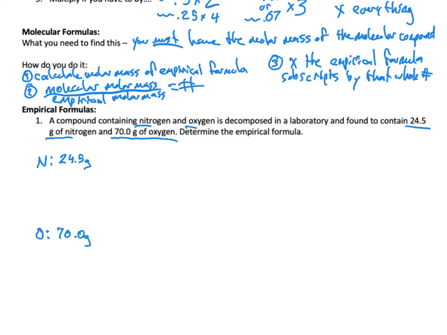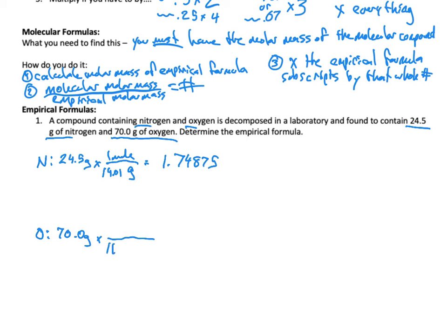So the only thing we can do with grams is turn it to moles. So I need the atomic mass of nitrogen, which is 14.01. Since I start with grams, I have to divide by grams, which is the atomic mass, 1 mole on top. If I do that in a calculator, 1.74875. So like I said, try and write 4 or 5 decimal places here because it's going to give us better rounding later on. So 70.0 grams of oxygen.